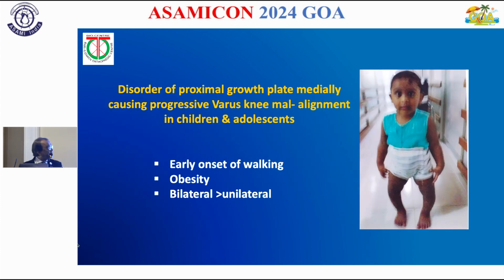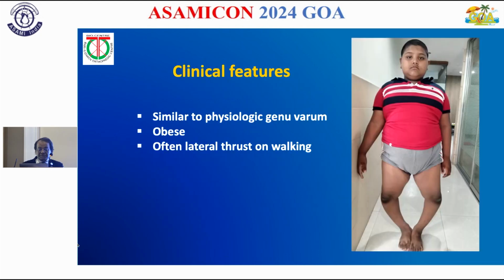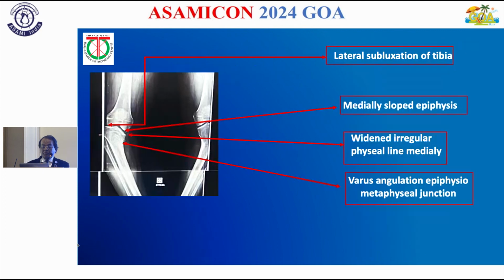So this is the disorder of the proximal growth plate medially causing progressive varus knee malalignment in children and adolescents. The early onset of walking and obesity, and bilateral is always more than unilateral. So causes, I don't want to go. See, this is the clinical feature similar to physiologic genu varum. Obese patient, often lateral thrust on walking. Now, these are the angles, lateral subluxation of the tibia. Look at these at the medial side, medial sloped epiphysis and widening irregular physeal line medially, varus angulation, epiphyseal-metaphyseal junction.